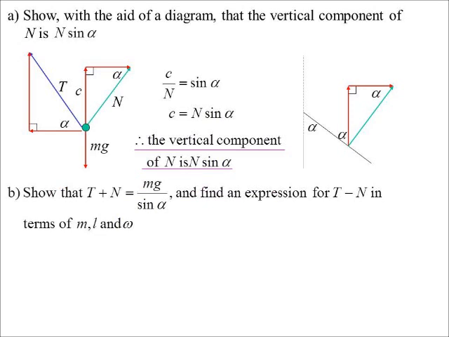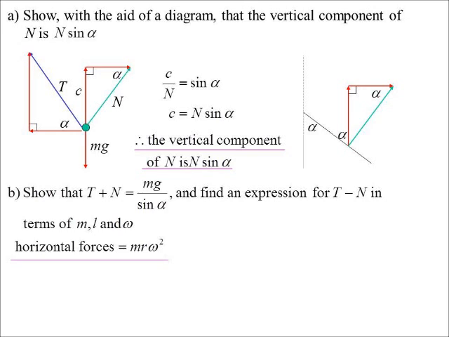Show that the tension plus the normal force will be mg on sine alpha. So they've given us that one. We've got to work it out, of course. But in case we can't work it out, at least we've got that expression to work with. And find an expression for tension minus the normal force in terms of the mass, the length of the string, and the angular velocity.